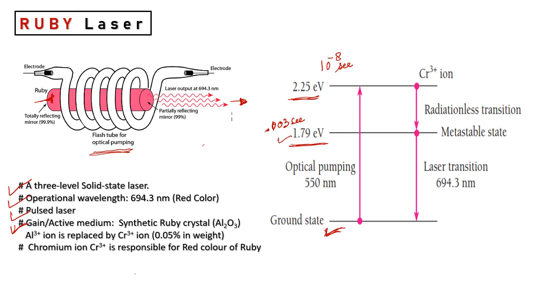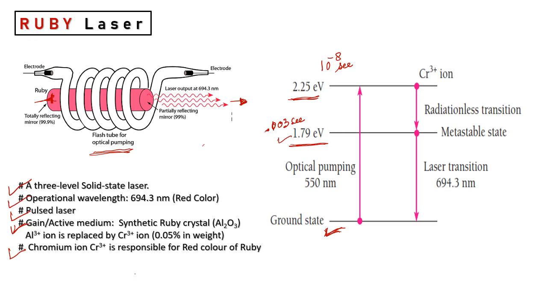This to the whole system is a synthetic ruby crystal, which is basically aluminum oxide, in which the aluminum Al3+ ion is replaced by the chromium ion, 0.05% in weight. Basically the chromium ion Cr3+ is responsible for the red color of the ruby. So the construction is very simple. The first successful laser, the ruby laser, is based on three energy levels, in which the chromium ion is responsible for the lasing action.